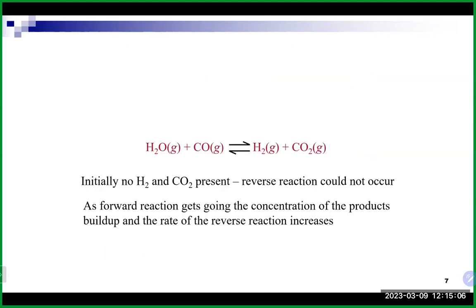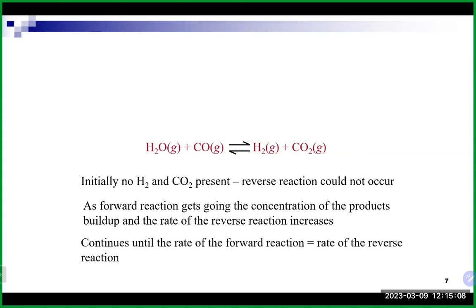So let's take a look at this reaction here and talk a little bit about what's going on. Initially, we have no H2 or CO2 present, so the only option for this reaction would be the forward reaction, right? The forward reaction would happen because there's a plentiful supply of reactants. We talked about what's necessary to increase the rate of reaction. The presence of all those reactants means they have no option but to start reacting and making products.